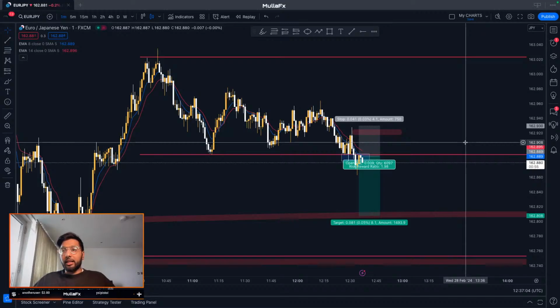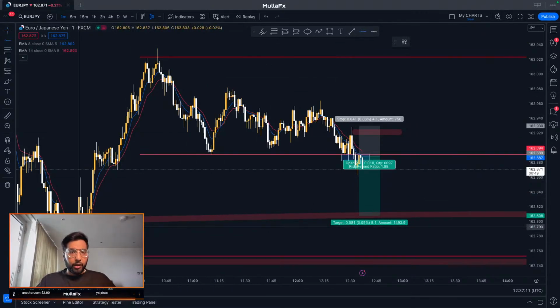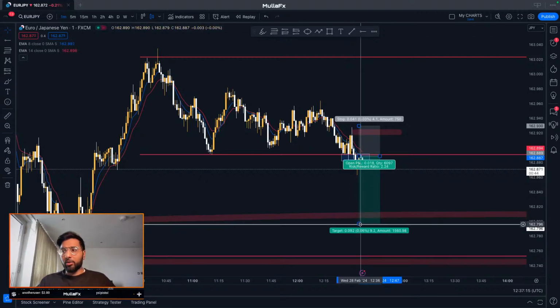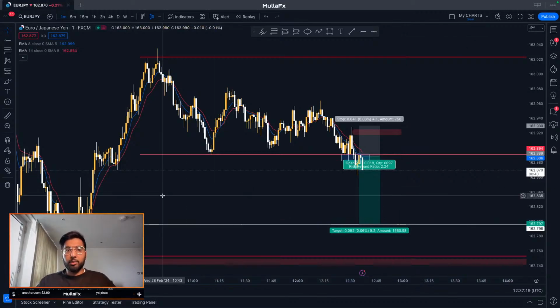Well, we're currently in a trade right now, guys. TP1. I don't know why my TP1's horrible. It's not even at its correct point. I want TP1 over here. That's quite strange. I don't know why it's done that. It's not straight. Let me remove that.